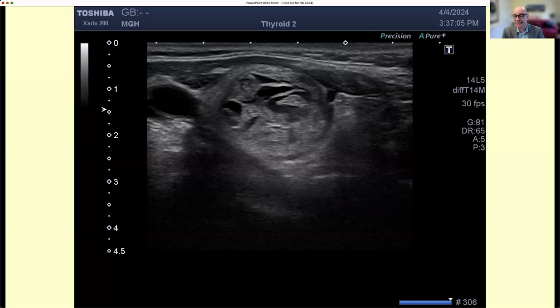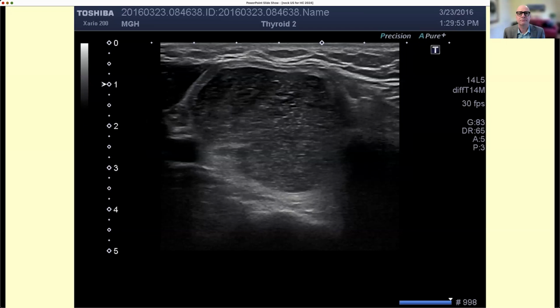And I put it here exactly to make the point that the definition of a spongiform nodule is really a nodule that has greater than 50% cystic spaces within it. But nodules don't always read the book, and therefore they don't necessarily have 50%. But I do think that this is a low suspicion nodule.